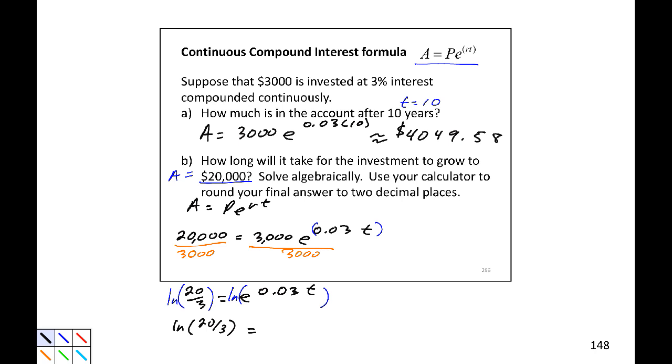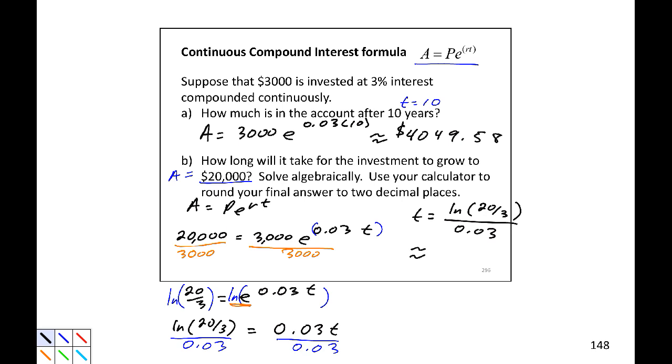The right-hand side, because the natural log of e, that means our base matches, this will be 0.03t, meaning we can solve for t by dividing by 0.03. So that t is equal to natural log of the fraction 20 over 3, close parentheses, all divided by 0.03.